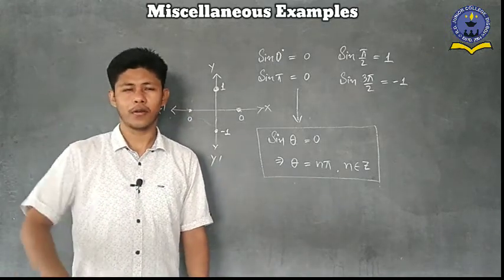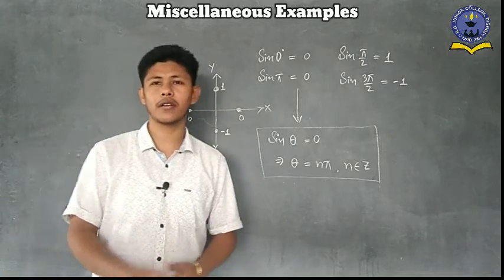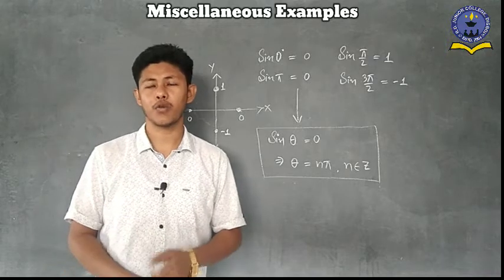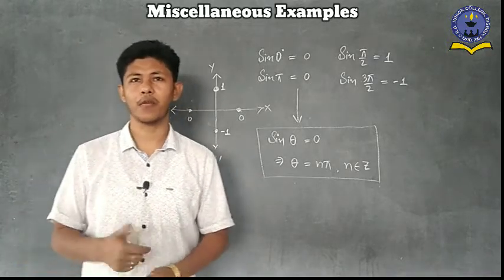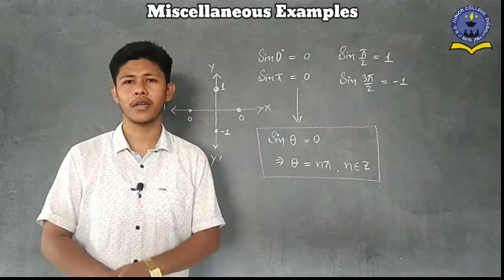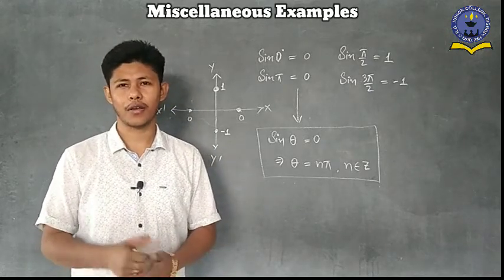Is it clear? Okay, now after completing this, we start our question. The question is: (3 plus 2i sin theta) divided by (1 minus 2i sin theta) is purely real, and we have to find the value of theta from here. Is it clear? Okay, let's start.